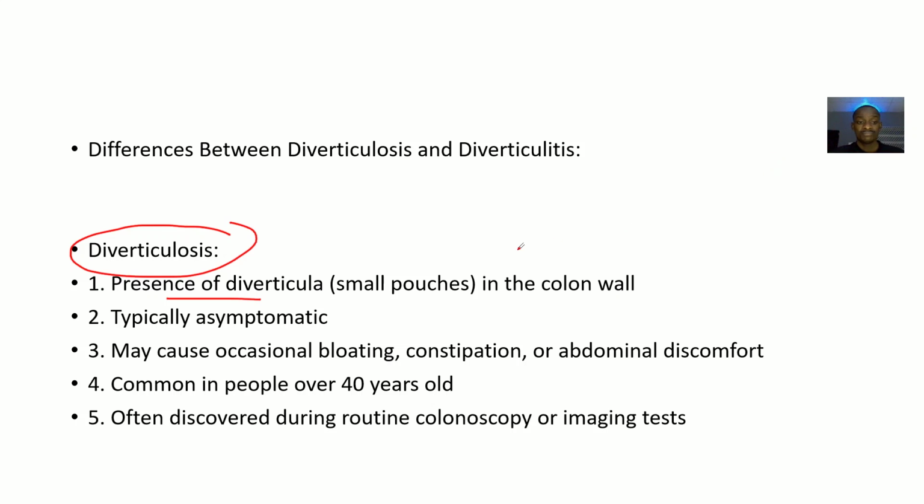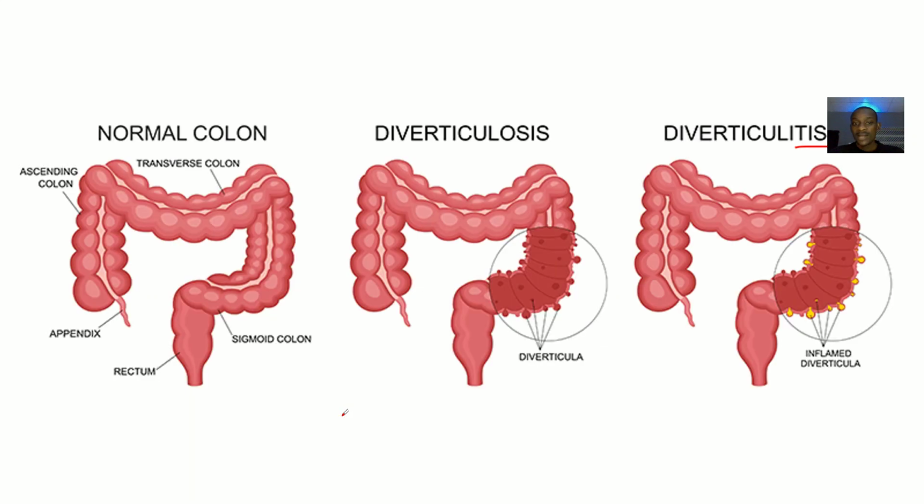So there is the presence of these diverticula, or small pouches, in the colon wall. They are typically asymptomatic. Most people with diverticulosis require no treatment at all. It may cause occasional bloating, constipation, or abdominal discomfort. It's common in people over 40 years old. It is often discovered during routine colonoscopy or imaging tests. So this is what we have discussed for diverticulosis.